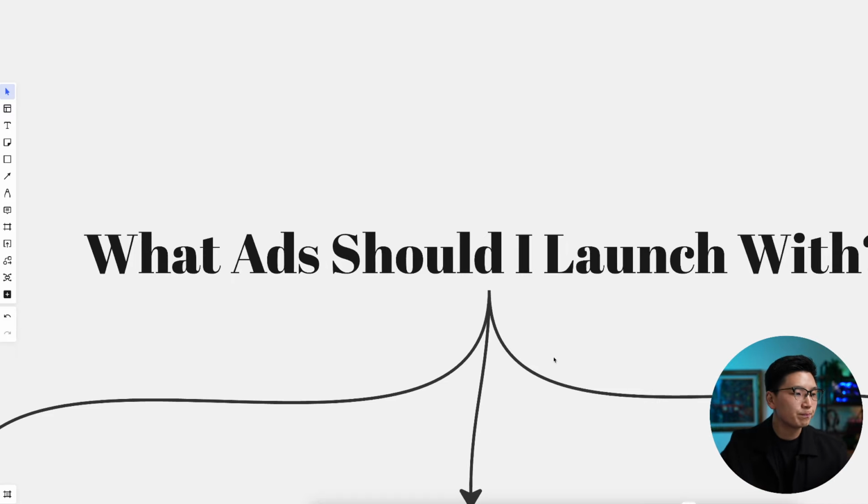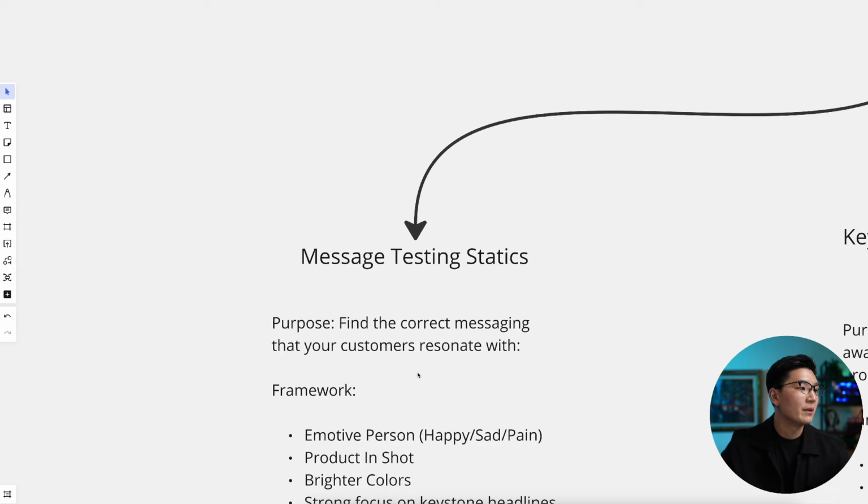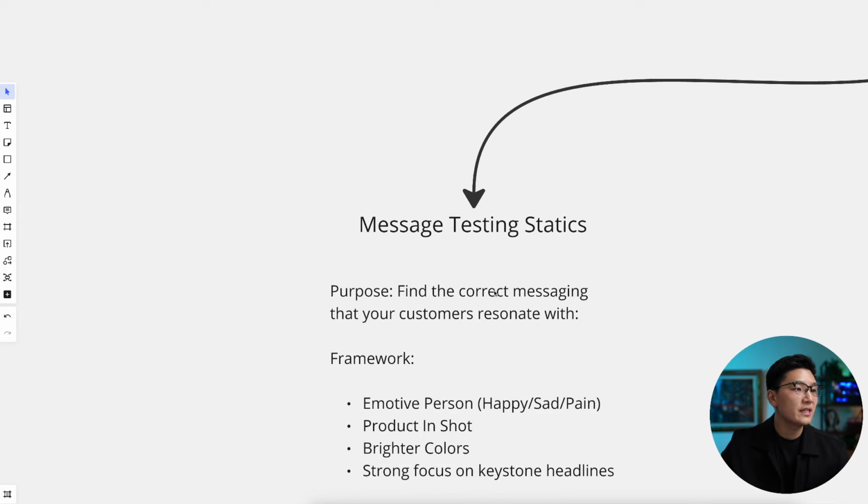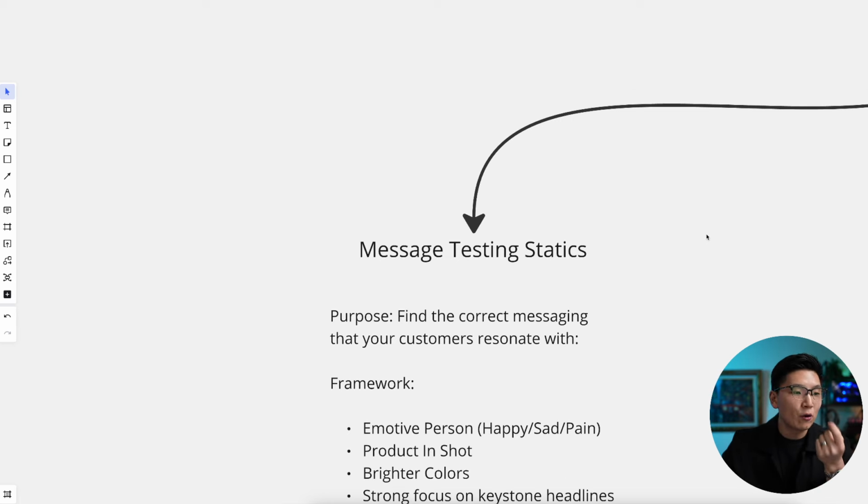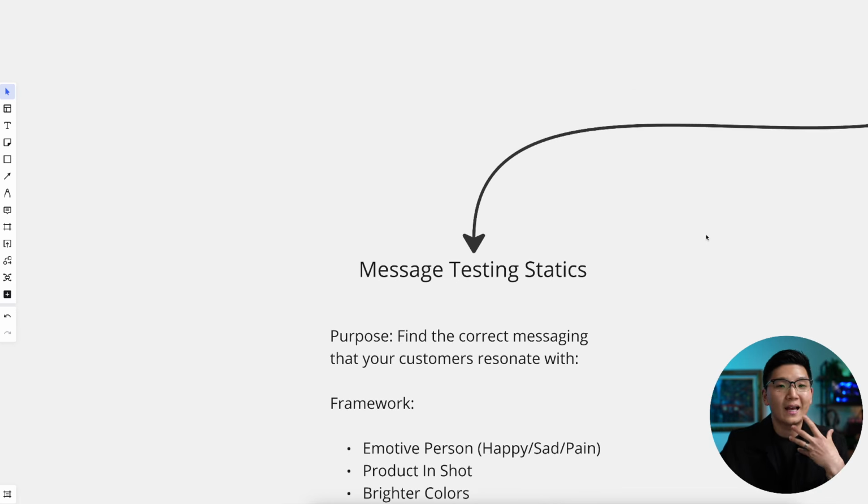The first one is going to be message test statics. The purpose is to get an idea of what type of messaging really gets our target audience out of their seat. We can track this by using click-through rates, cost per click, CPMs, and so on and so forth. But the main purpose here is to see, for example, this is a neck product.